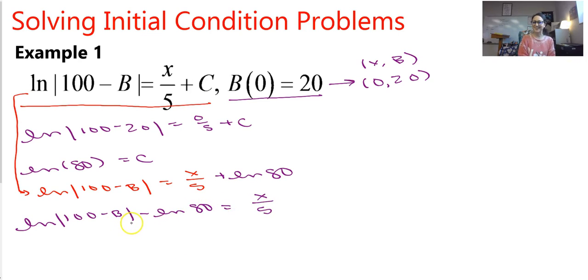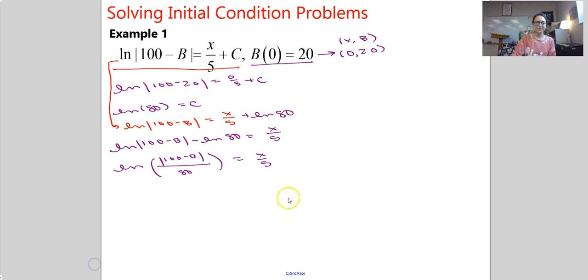Now the point of getting your logs on one side is to do what? Is to condense. So I've got 2 logs separated by subtraction, so I can make these 1 log using what operation on the inside? Division. So in the numerator I have absolute value of 100 minus b. In the denominator I have 80. On the right side I still have x over 5.